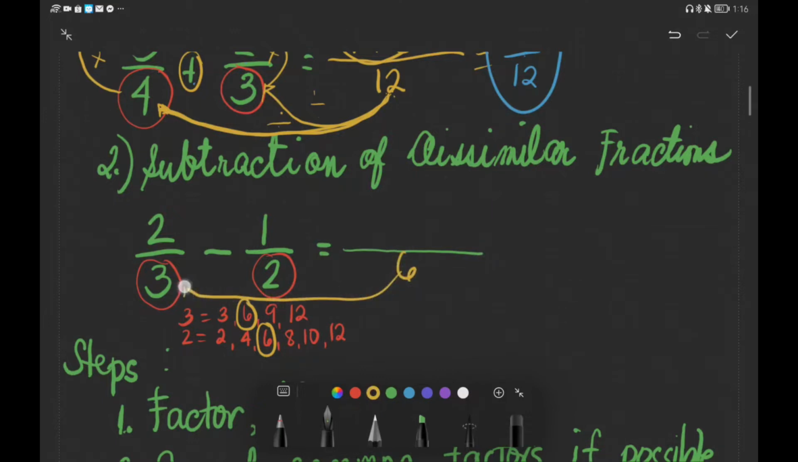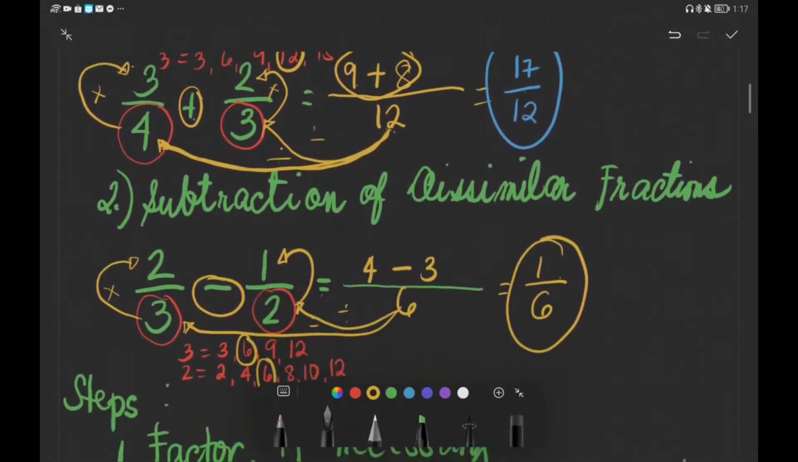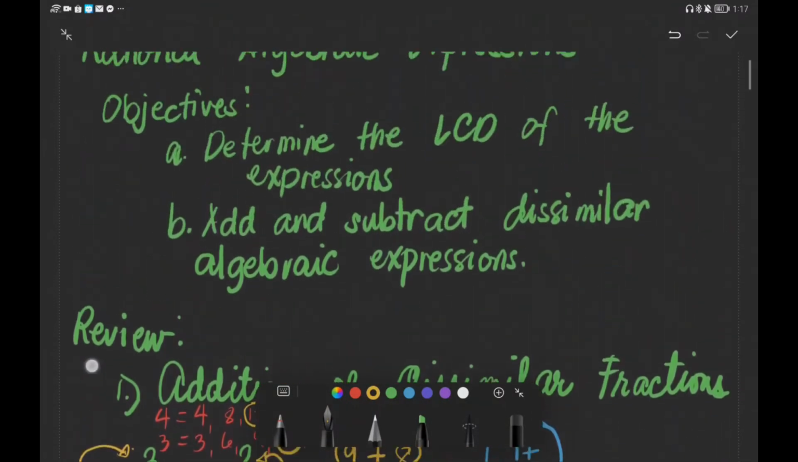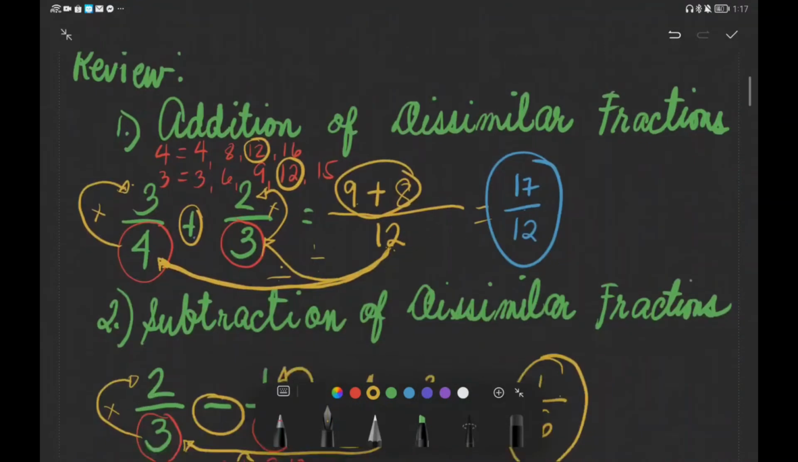6 divided by 3, that is 2, times 2, that is 4. We copy the subtraction symbol. 6 divided by 2, that is 3, times 1, that is 3. 4 minus 3, that is 1 over 6. We copy the denominator. So, the answer to 2/3 minus 1/2 is equal to 1 over 6. So, that's our review. Now, let's proceed to the steps in adding and subtracting dissimilar rational algebraic expressions.